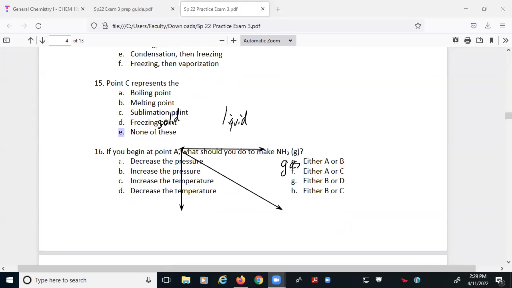But in terms of what's being asked, what your options are, decreasing the pressure, that's one of them. Increasing the temperature, that's another. Answer is F. You could do A or C. You could actually do both A and C.